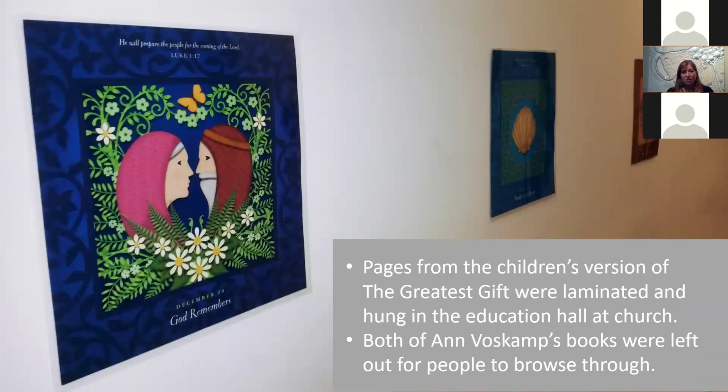We liked them so much that we thought this would help accompany this. And what we did then is we bought two versions of the book. One of them we kept out so people could leaf through it. The second one we cut apart, laminated the illustrations, and hung them up in the education hall in our church building. And so we had our upstairs gallery and we had a downstairs gallery.